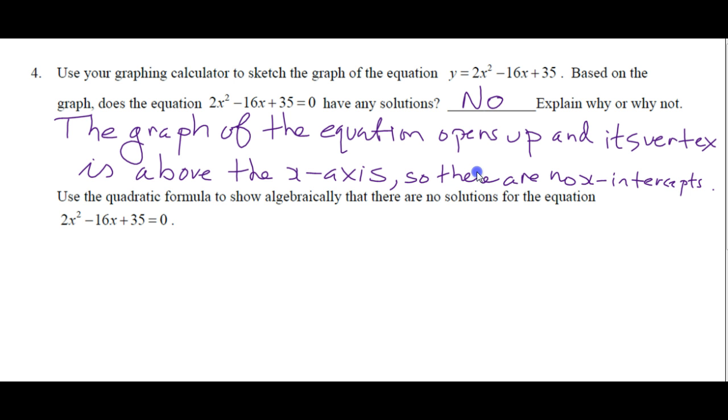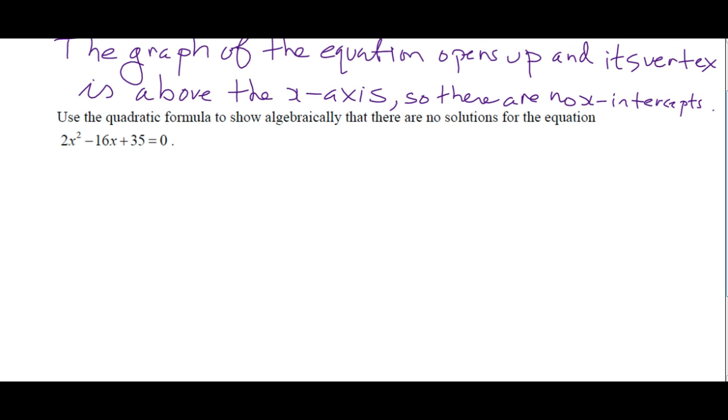Use the quadratic formula to show algebraically there is no solution for the equation. So what's it going to look like when we have no solution? Okay, here's the thing. What's a? 2. What's b? Negative 16. What's c? 35. Yes.